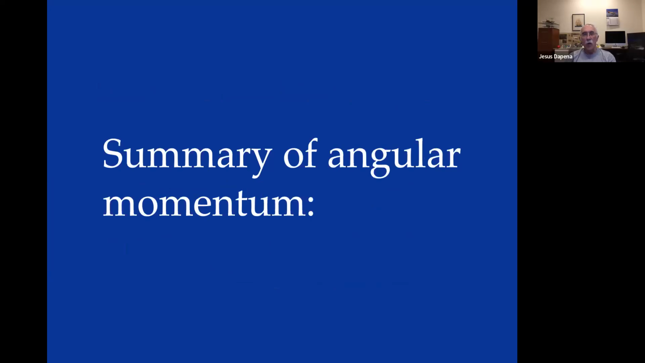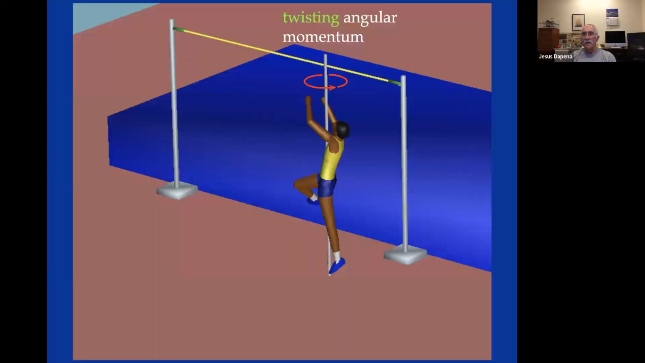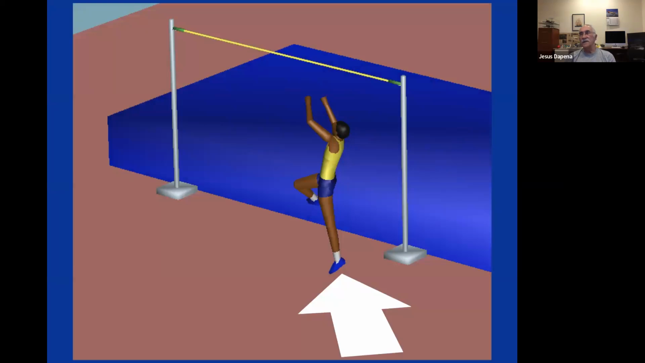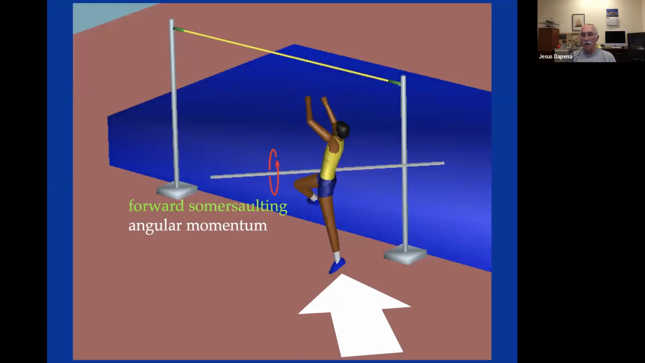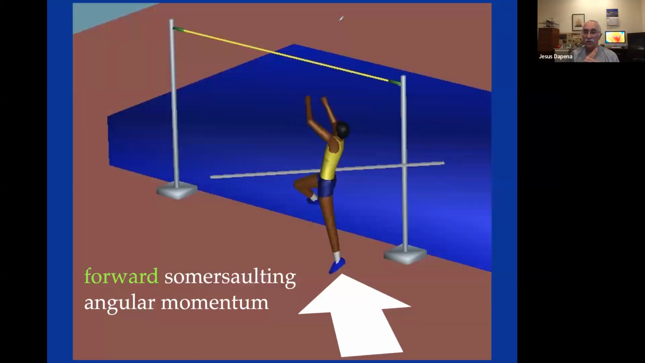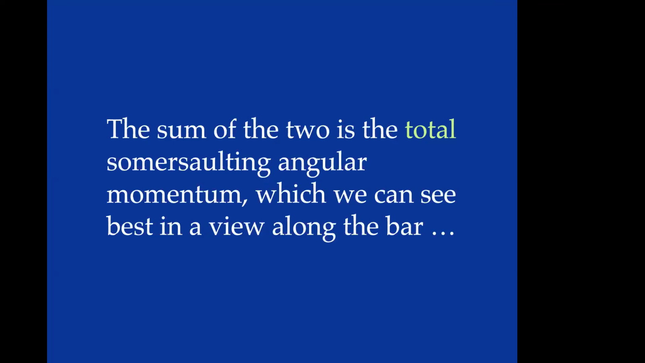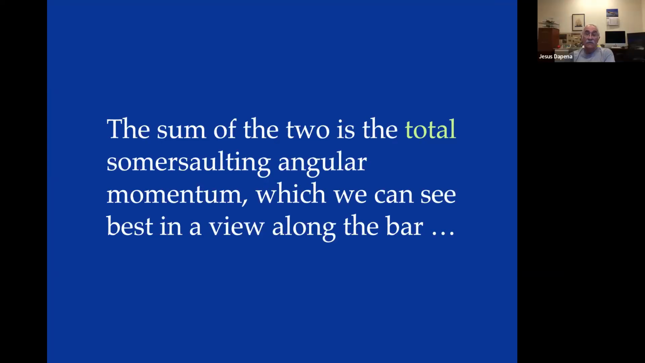Okay, so let me make a quick summary of angular momentum. You need to produce twisting angular momentum. Everybody does that okay, no problem. You need to get somersaulting angular momentum. And relative to the final direction of the run-up, you can break it down into 2 components. One is going to be the forward somersault rotation, and then we'll have also a lateral somersaulting rotation, which requires lateral somersaulting angular momentum. And the sum of the two is the total somersaulting angular momentum, which is what we can see best in the view along the bar.